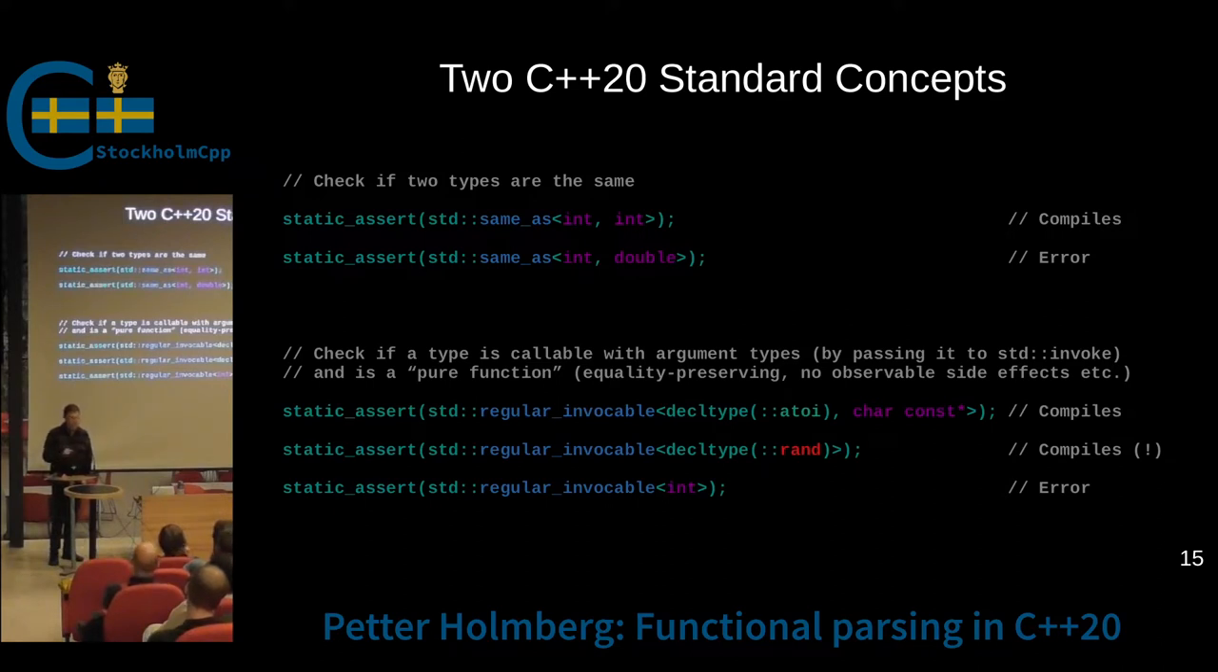You have to be a little bit careful with this concept though, because if you check a function like rand, which takes no arguments and clearly is not a pure function, right? It has side effects. It will still compile, and that's because concepts can only check syntax. So there's a limitation in the language here: if you have a function, you cannot somehow annotate whether it's a pure function or not. And the concept checks are only on the interface level.